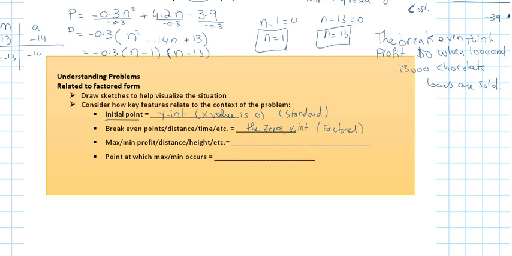If I'm looking for my maximum or minimum profit, or maximum height, maximum distance, what am I looking for? The k value, which is the optimal y value of the vertex, right? So I'm looking for the optimal value, okay, which is the y value of the vertex. So what form do I want it to be in? Vertex form.